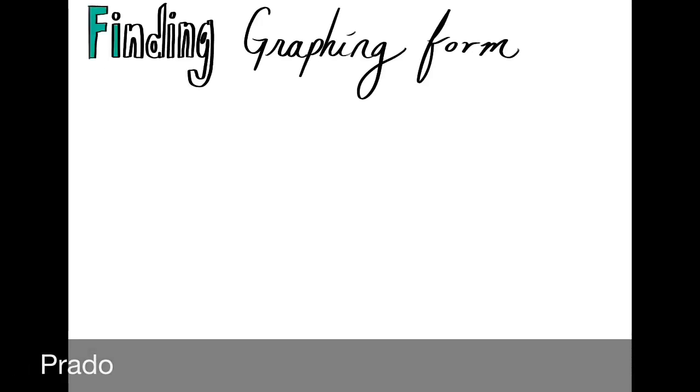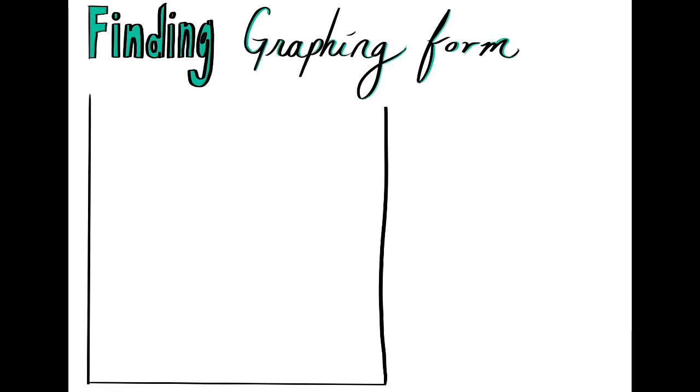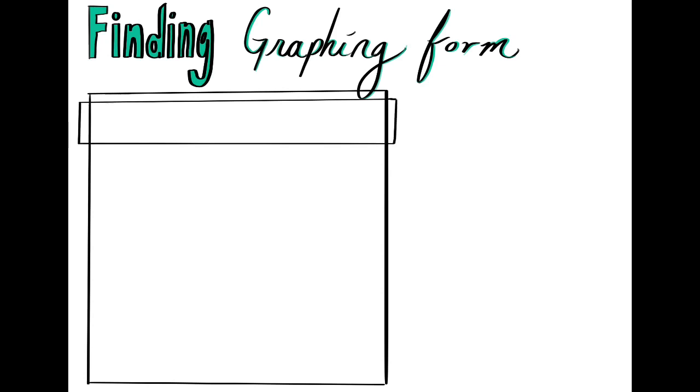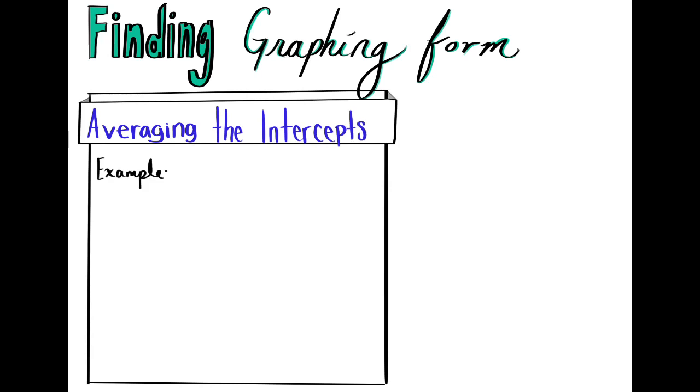All right, class, so today we're going to look at finding the graphing form, and we're going to look at two different methods. So we'll look at the same example, but we'll do it two different ways so that you can see that we should get the same thing. So we're going to change y equals x squared plus 6x minus 7 into graphing form.